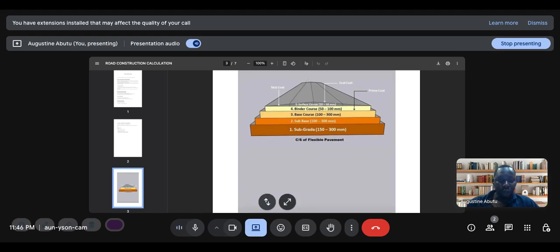So from our pictorial drawing here, you discover that the first is your subgrade. It's 150 to 300 mm. The next is our sub base. The thickness is 100 to 300 mm. The third is our base course, which is 100 to 300 mm. The fourth is our binder course, 50 to 100 mm. And the final one is our surface course, which is our asphalt. The thickness is 25 to 50 mm.